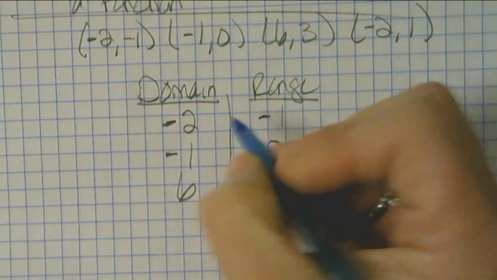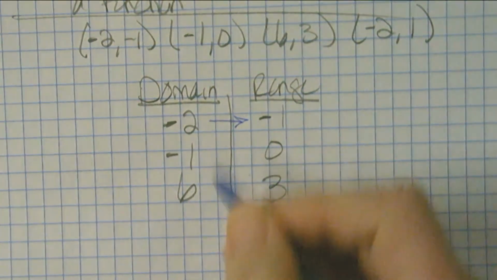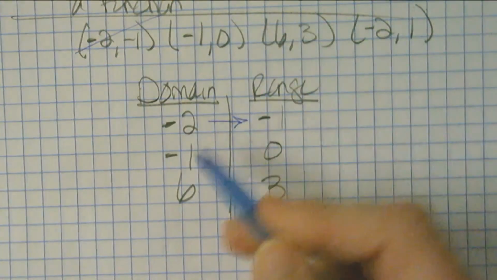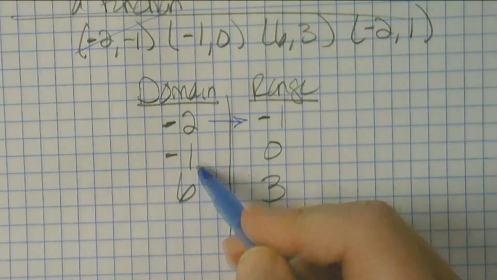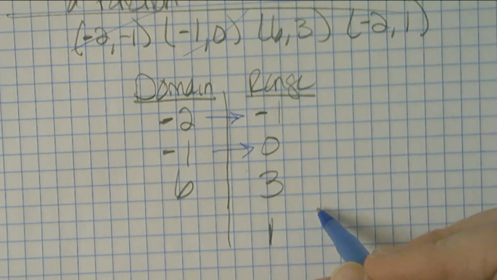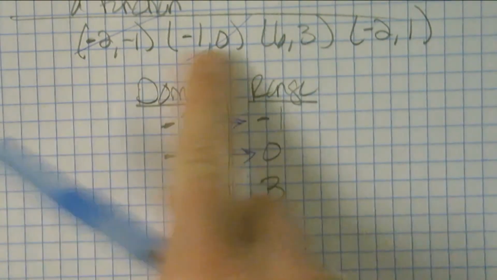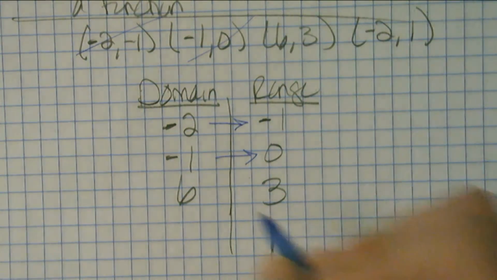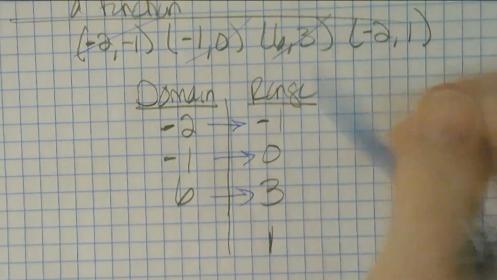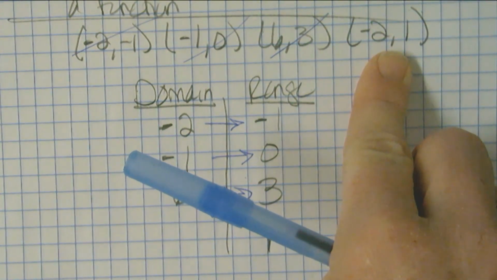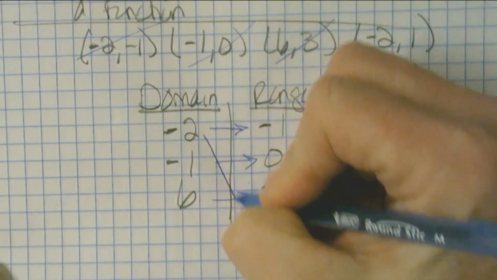So now, what coordinate pair does -2 go with? -1. So I've taken care of that one. How about my -1? Where does that go with? 0. So I took care of that one. How about my 6? We're looking at our coordinate pairs here. What does my 6 go with? 3. How about this last one? That goes with my -2.